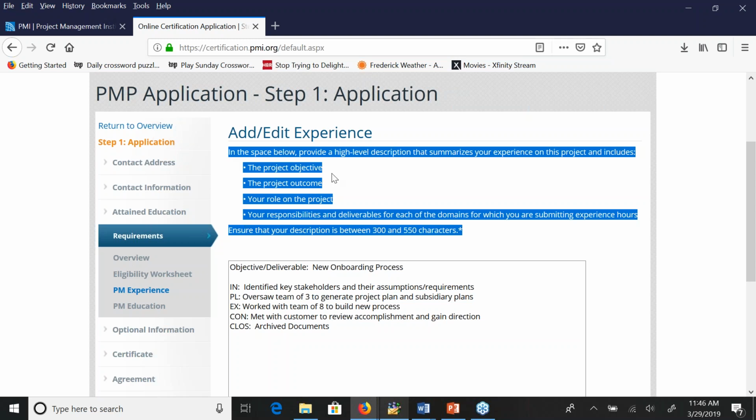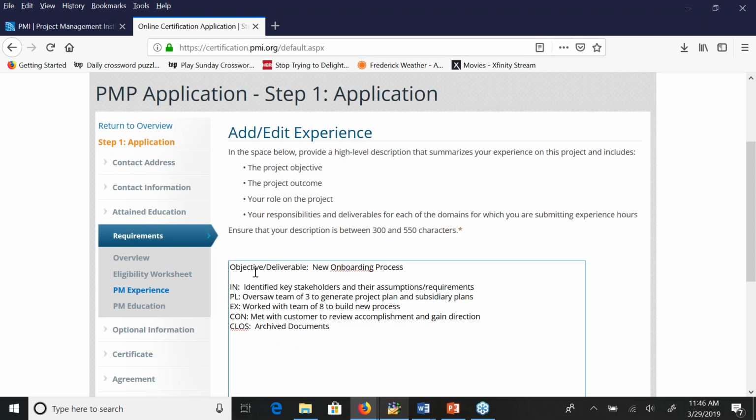First, the project objective and outcome. Oh, objective and deliverable. A new onboarding process. Now note, I used the word process. Shocking. Yeah, it's not that bad. It's not that bad. Why? Because it's a new process.